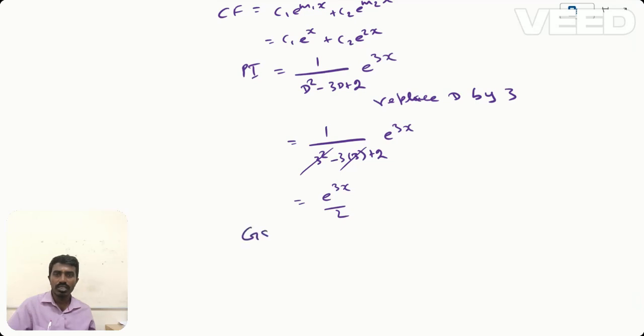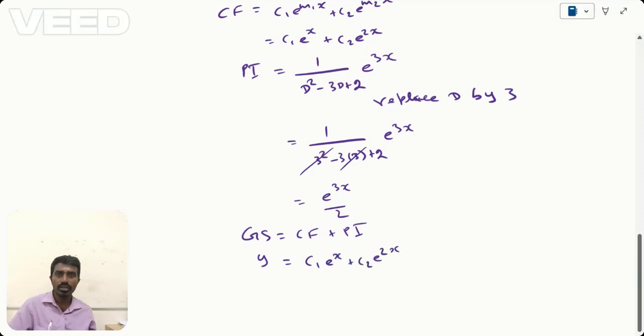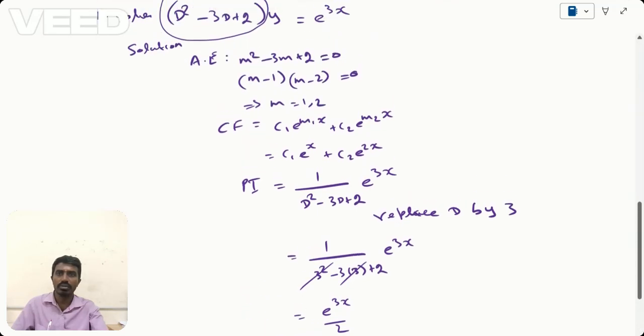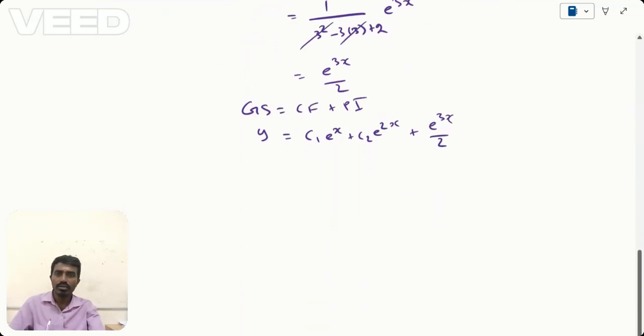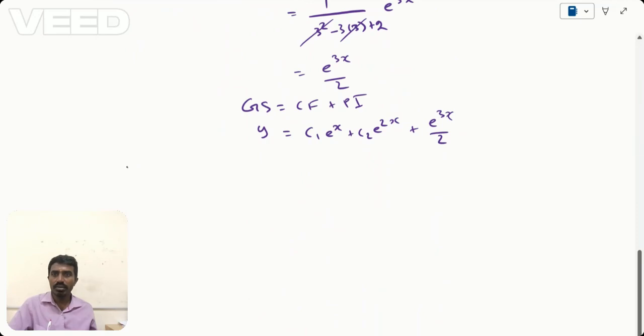We know the general solution is complementary function plus particular integral, that is y equal to c1 e power x plus c2 e power 2x plus e power 3x by 2, which is the required solution of the given problem. Now we will see the second problem.